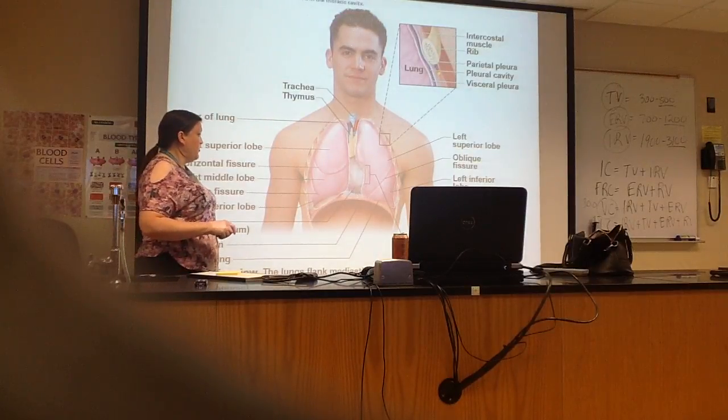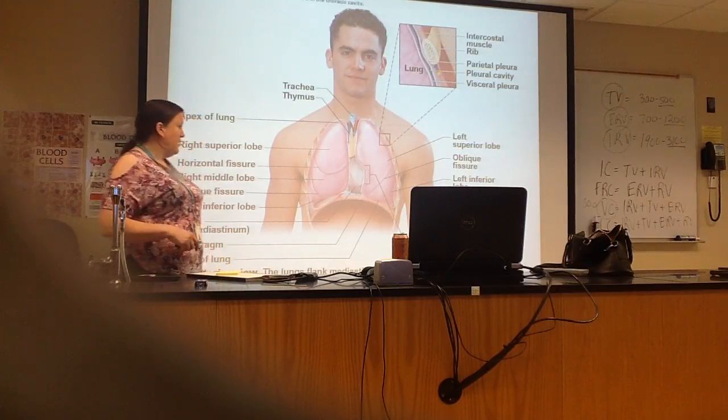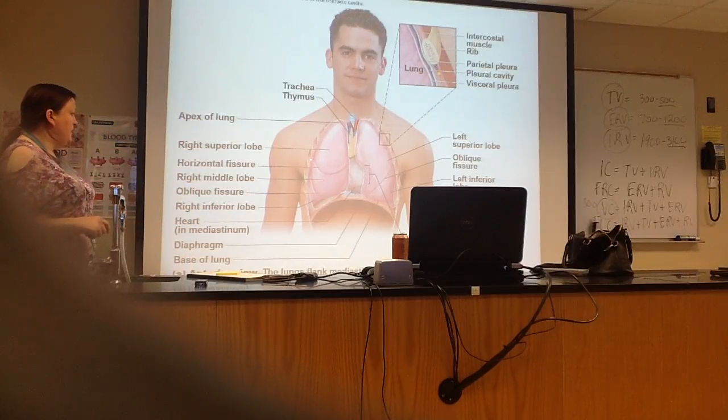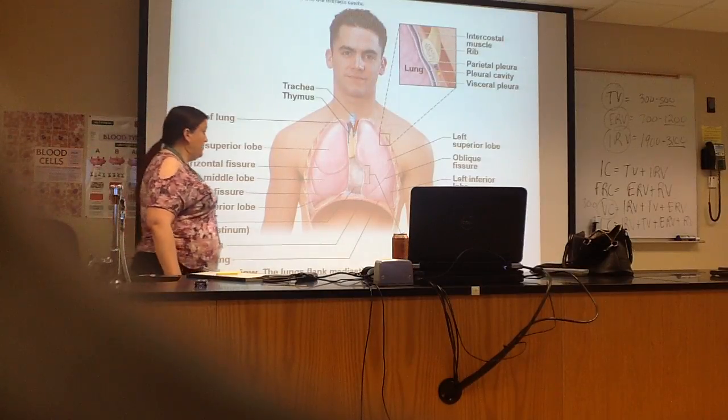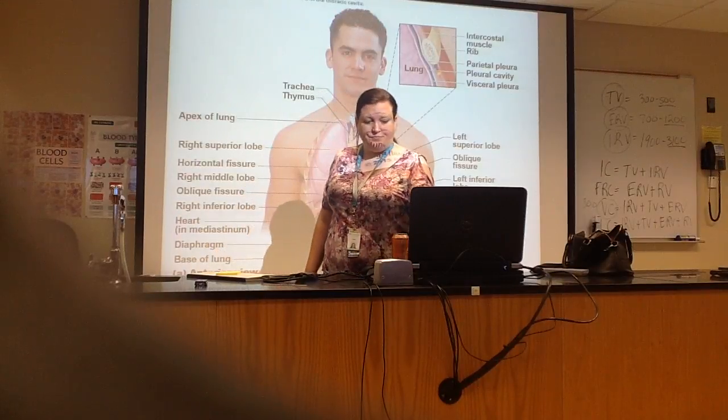Now what is this fissure on the left lung? Oblique. And what is this notch on the left lung? Cardiac notch. On the right lung, you've also got an oblique, and then this one going across is what? Horizontal. Very good.